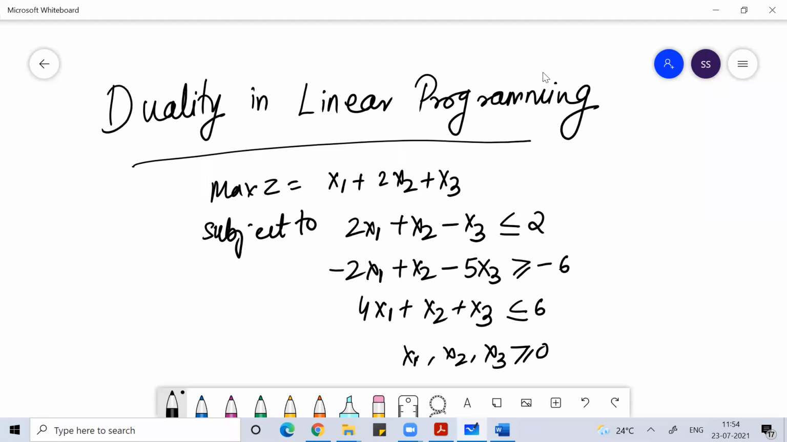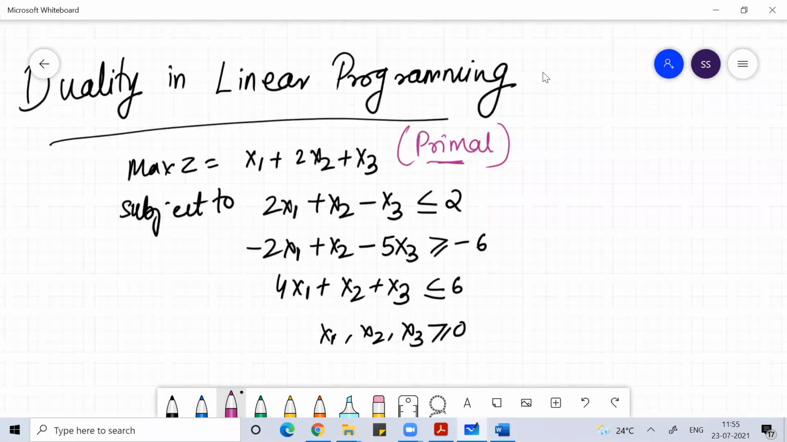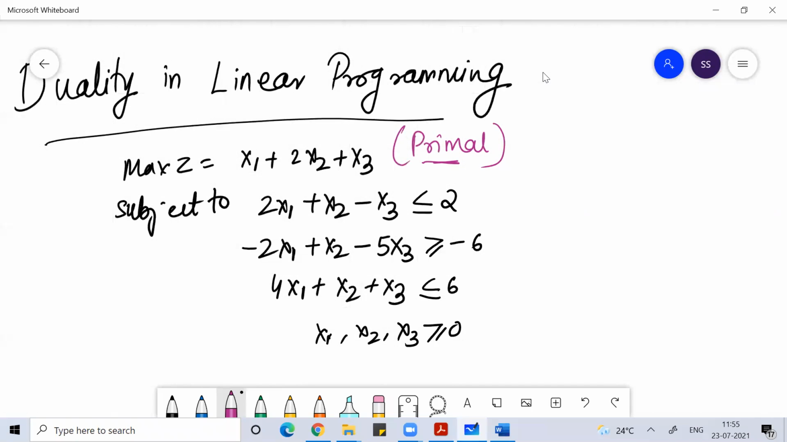Every LPP problem that we see, we call as a primal. Every LPP problem, which we call a primal, can be transformed into a dual. So I can transform this LPP problem into a dual.